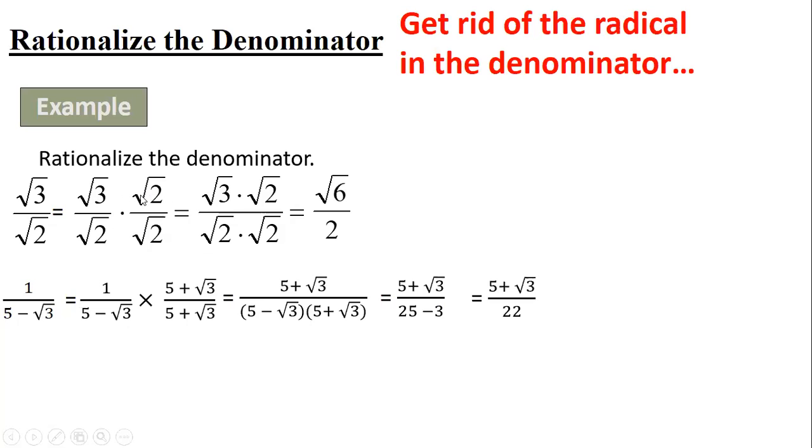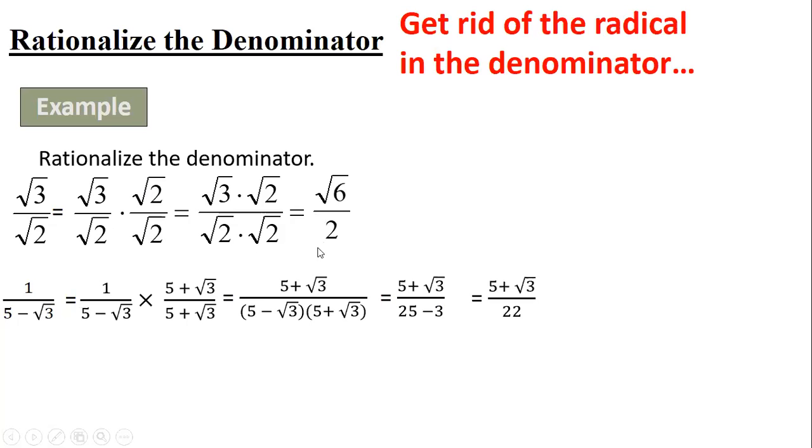Now radical 3 times radical 2 is radical 6. Radical 2 times radical 2 is radical 2 squared. Then the squared cancels the radical and I get radical 6 over 2. Now in my answer, as you can see, no more radical in the denominator.